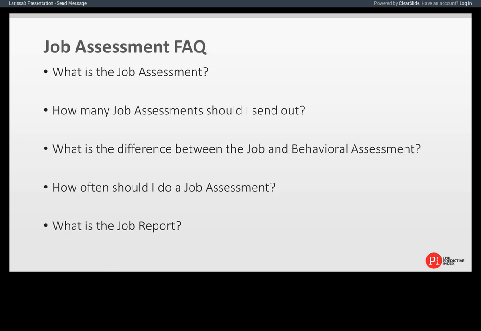Great question here is, what is the difference between the job and behavioral assessments? So I mentioned a little bit earlier, we're shifting language, right? Some of you who've been using the tools for a long time refer to the behavioral assessment as the PI, right? His PI, her PI. We really are leaning more towards calling that the behavioral assessment or the BA, and the job assessment or the JA rather than a PI.